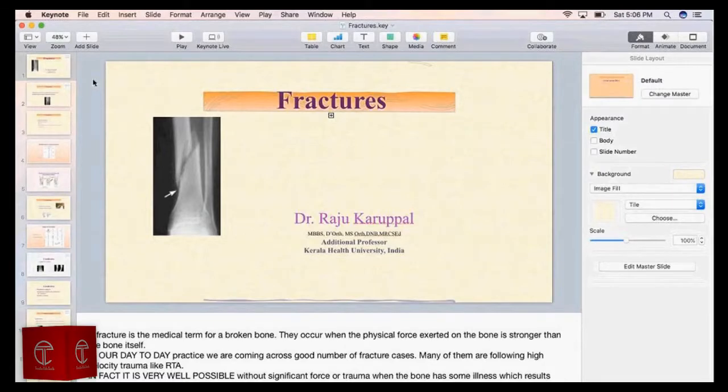On the fracture: the basic principles of fracture treatment, the classification, and a bit about the diagnosis, and of course the treatment and the common complications.